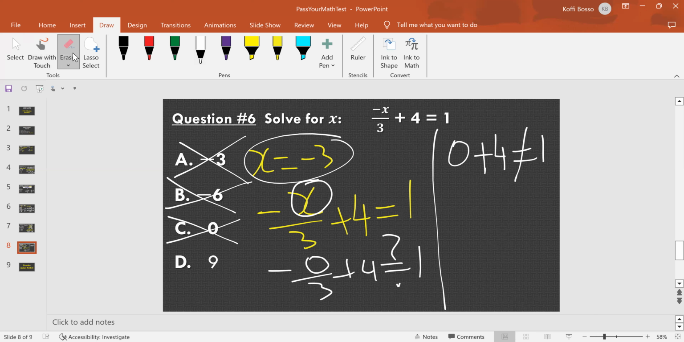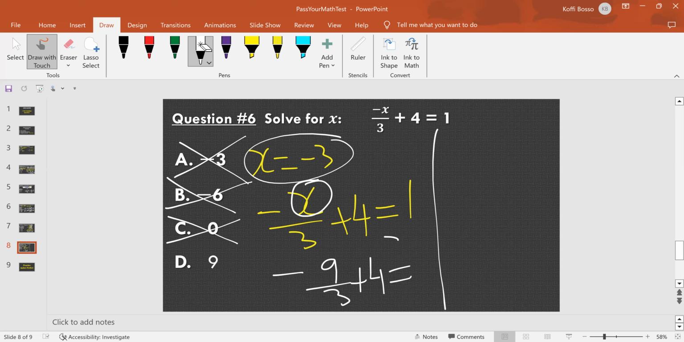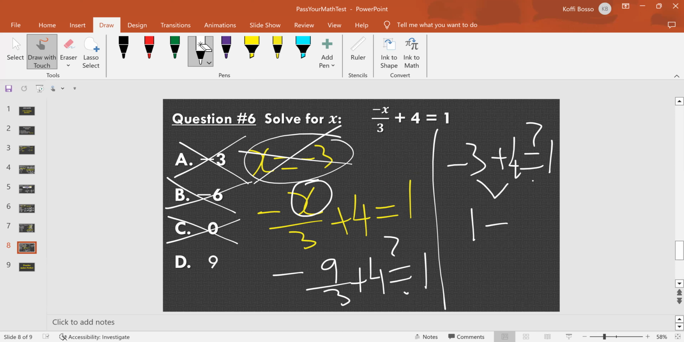But let's check to make sure that D is the correct choice. Because again, I have a negative x, so I will have negative, negative 9 divided by 3 plus 4. Want to see if this is 1. Now, negative 9 divided by 3 is negative 3, plus 4. We want to see if this is 1. Yes, negative 3 plus 4 is 1, and 1 is equal to 1. Therefore, the correct choice here is D.